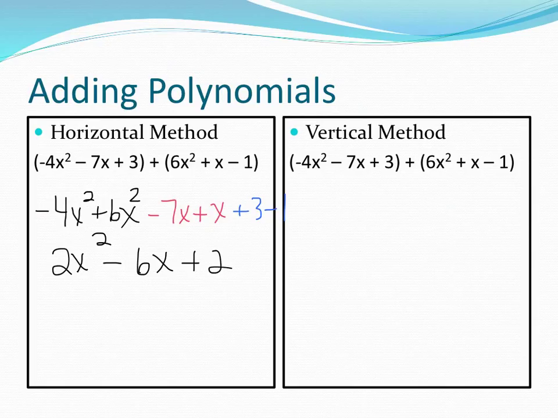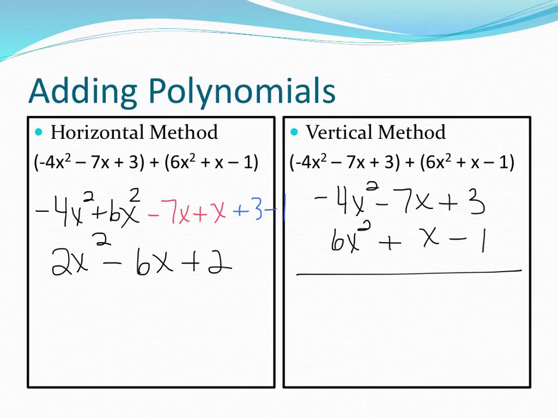Now for the vertical method, we're going to write what's in the first set of parentheses. And then in the second set of parentheses, we're going to put the like terms vertically together. And now let's do our addition.